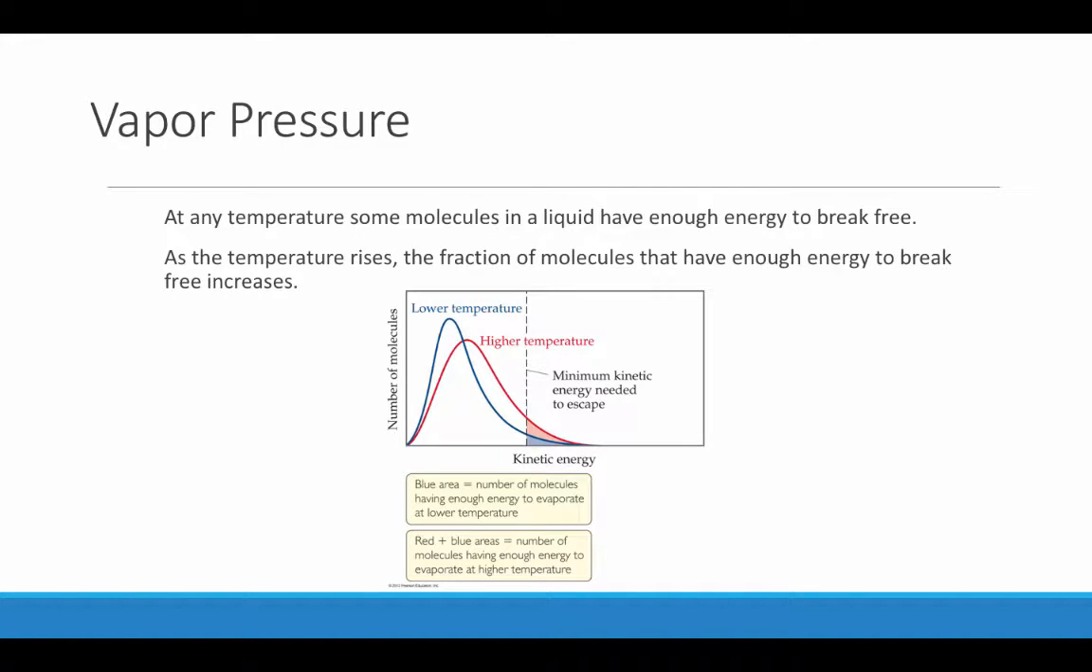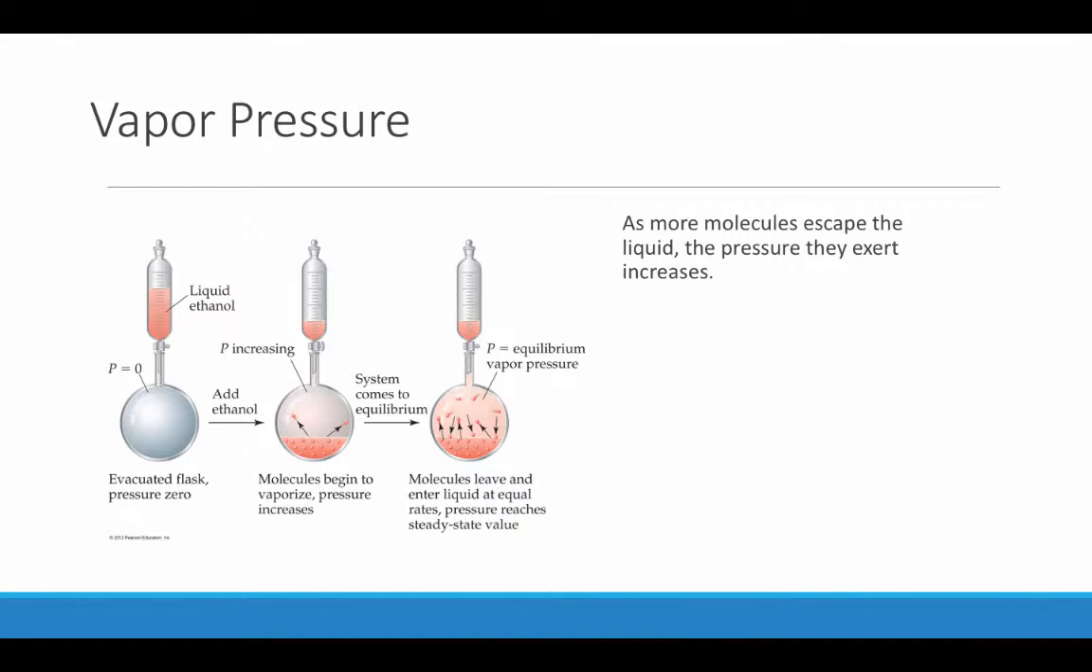As we've seen before, temperature is a measure of average kinetic energy of all the particles in a system. Therefore, at any temperature, some molecules in a liquid will have enough energy to break free and join the gas phase. As the temperature rises, the fraction of molecules that have enough energy will increase, as shown in the diagram here. At a low temperature, very few of our particles have enough energy to enter the gas phase. At a higher temperature, more and more particles will have enough energy to escape the liquid phase and become a gas. The pressure exerted by these particles in the gas phase above the liquid is called the vapor pressure.